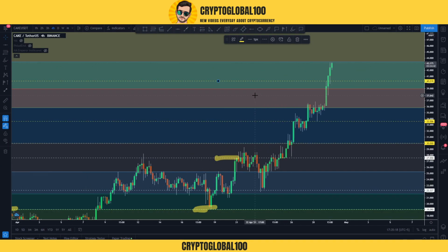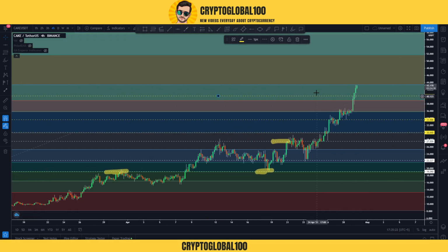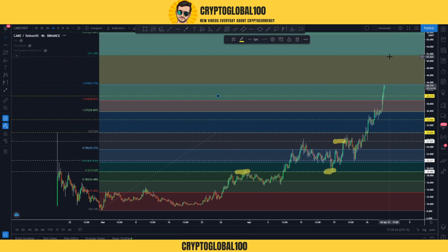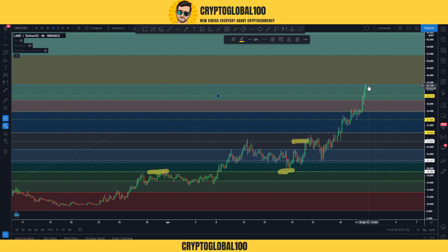So that's it, guys. That was the price prediction, and the next would be 52. That would be a big move ahead. If it crosses this level and with strong volume, we would be up for 52.